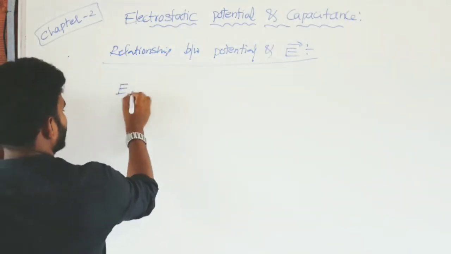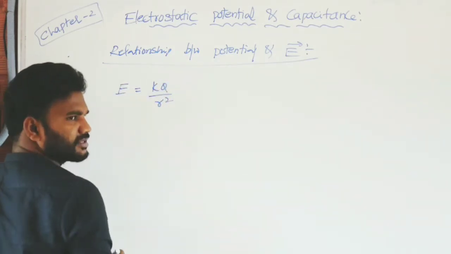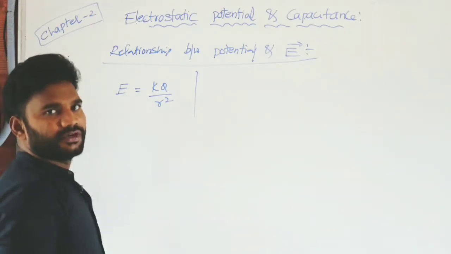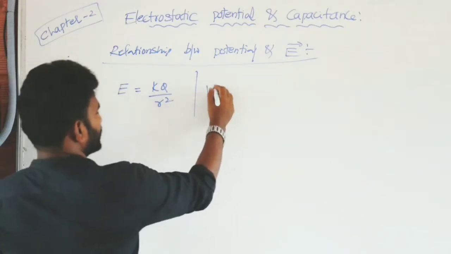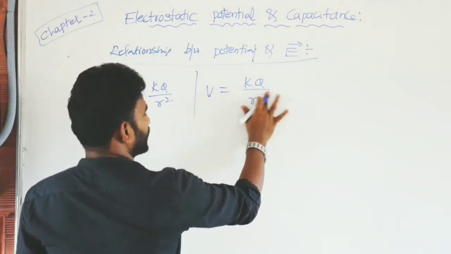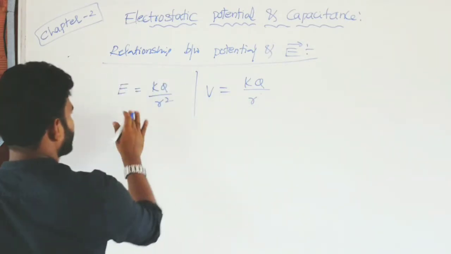See, we know very well electric field is equal to kq by r square. This is the magnitude of electric field. If it is in the vector form, it is different, but I am taking only magnitude. So in the case of V, potential is nothing but kq by r. What is the relationship? Easily we can understand. Let us divide one by two.